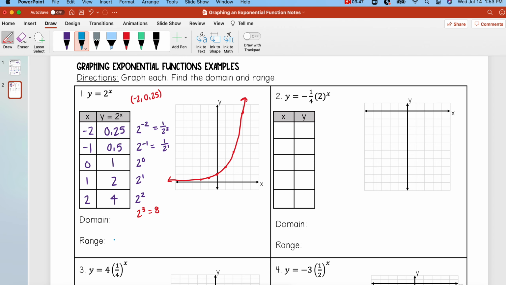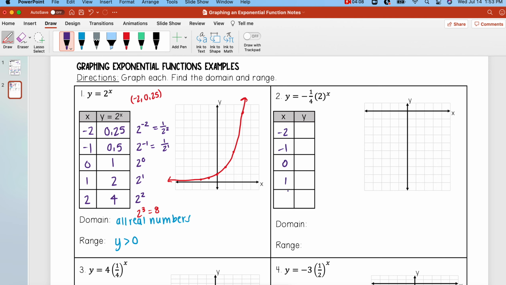And then we ask for the domain and range. Domain, it's all real numbers. For my range, I see it's everything greater than my x-axis. It never crosses, so it's going to be y is greater than 0. Okay, let's try the next one.